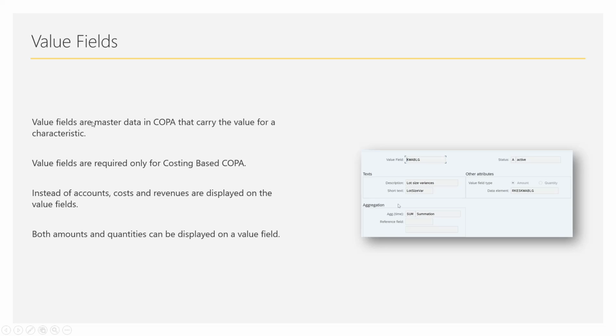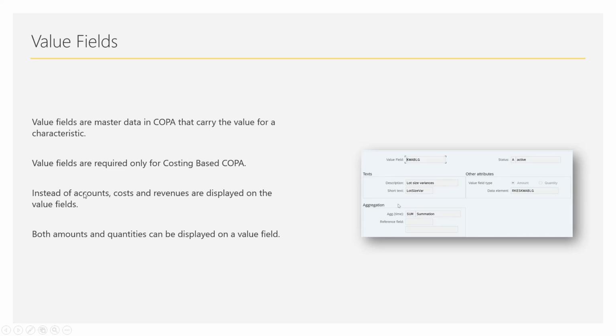Value field is also a type of master data in COPA. As we define a characteristic, we are also going to define the value field. But the thing is, value fields are required only for costing based COPA. In the subsequent slide, we are going to see different types of COPA. There is something called costing based COPA and there is something called account based COPA. We are going to briefly understand the difference between them. But remember at this point that value fields are required only if we are using costing based COPA. If you are using account based COPA, then definition of value fields is not required. Why? How the values are fetched in that case, we are going to see in the subsequent slides.